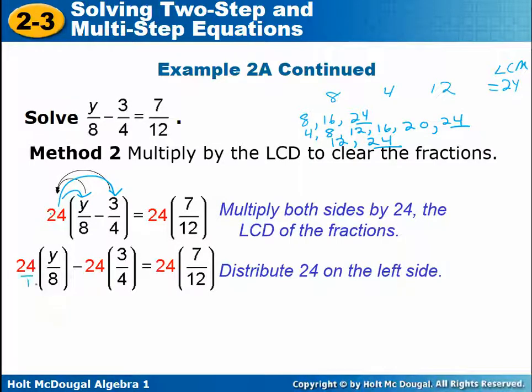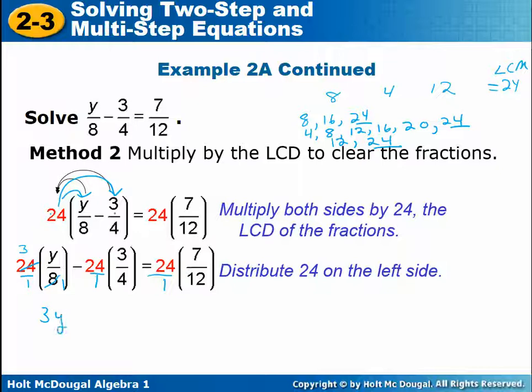I'm going to put a minus or divided by 1 on each one of these to make it look like a fraction. Let's simplify each of these a little bit. 8 is a factor of 24. 8 goes into 8 one time. 24 divided by 8 is 3. So this all simplifies to 3y.